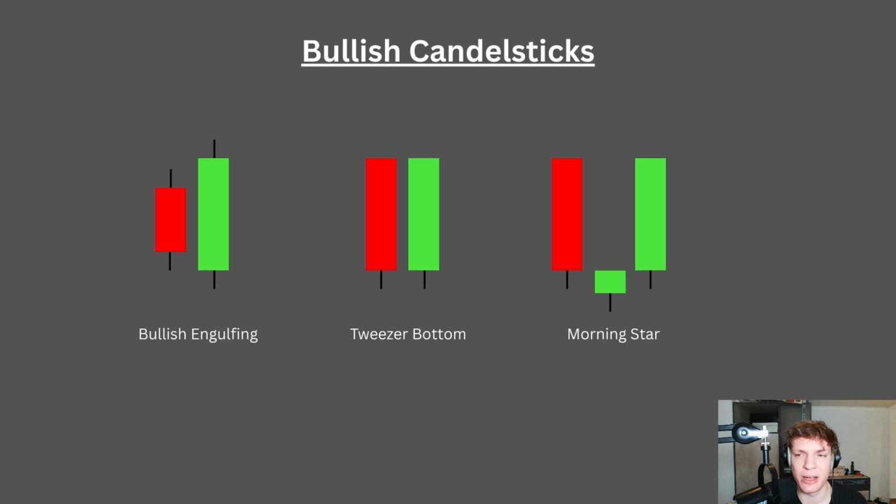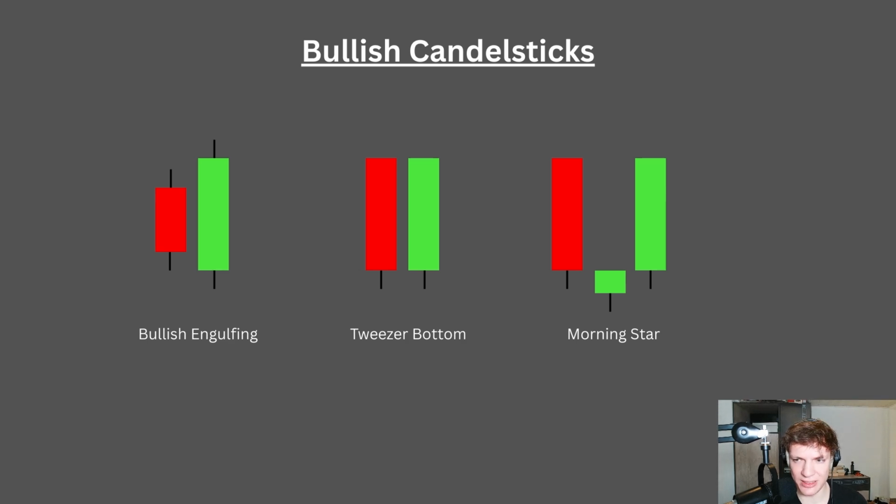Then those candles become engulfed. This is a very popular reversal signal. The second option is a twisted bottom. Those are two identical candles at the bottom of a downtrend. These signals balance between buyers and sellers, and it might mean that the selling pressure is coming to an end.